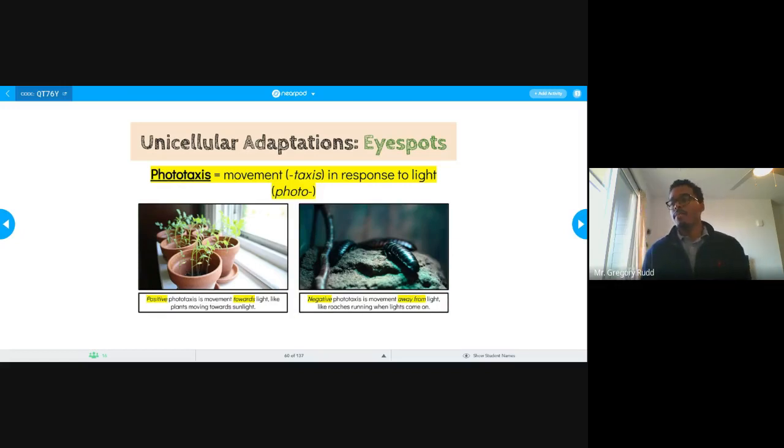So this is actually how sperm cells are able to find egg cells. Egg cells have a specific chemical scent, and the sperm cells move via chemotaxis towards that scent. They can pick up on the chemical and they move towards it.